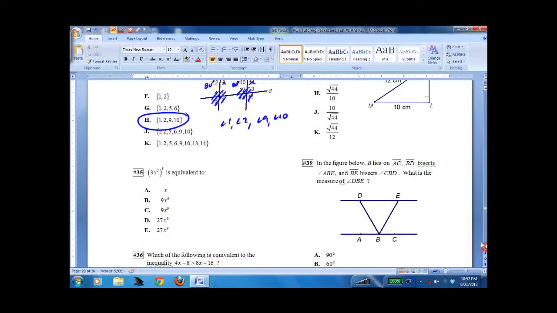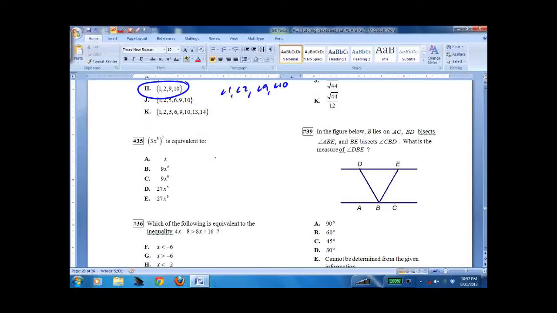Simple algebra problem for 35. You have to distribute the 3 to the third, and you have to know how to multiply exponents. 3 times 3 times 3 is 27. X to the third, to the third, is 3 times 3, so x to the ninth. That's E.